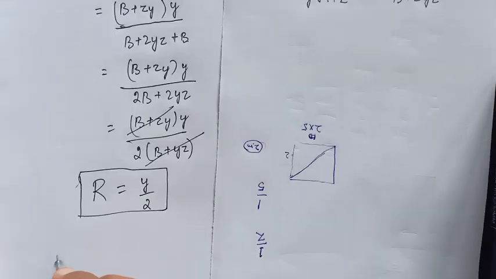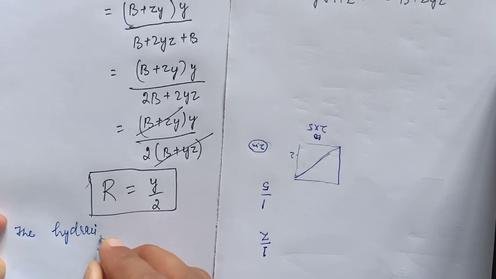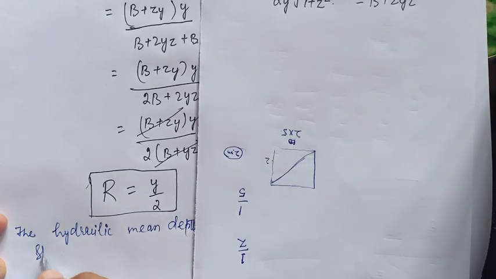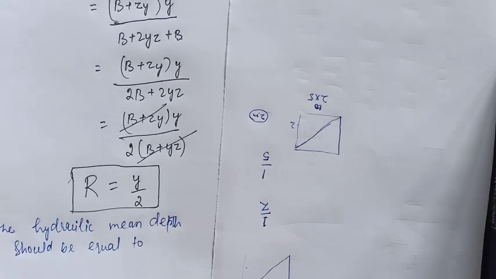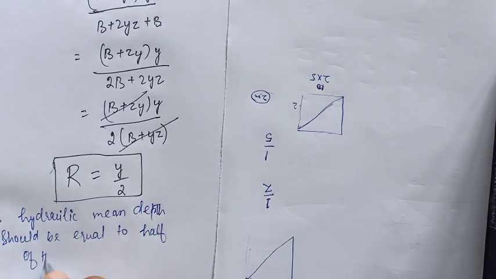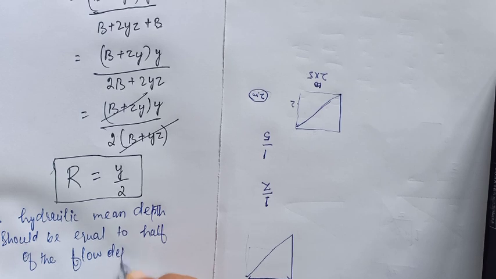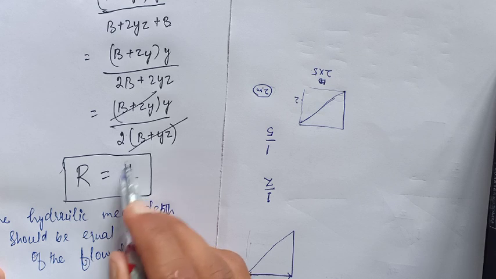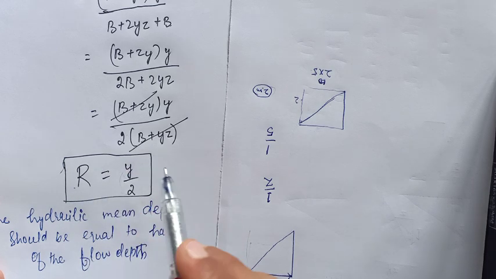Here we can write it like this: the hydraulic mean depth should be equal to half of the flow depth. So hydraulic mean depth must be equal to half of the flow depth. Y is flow depth and y by 2 is half of flow depth. So hydraulic mean depth must be equal to half of the depth of flow.